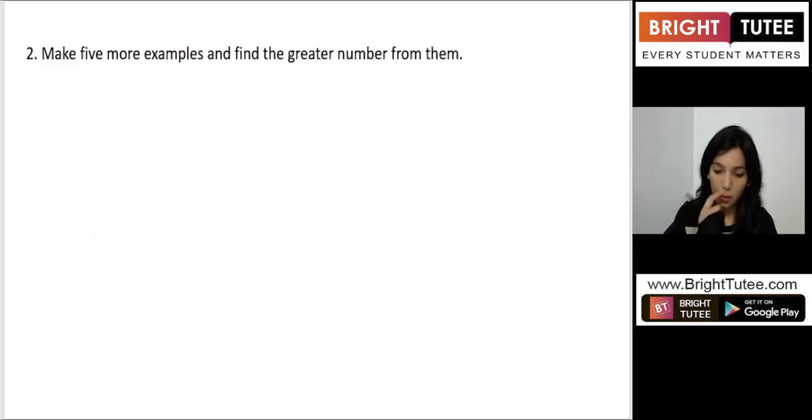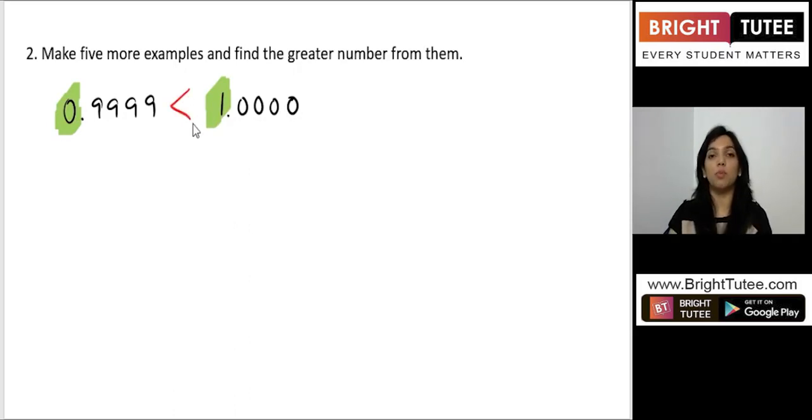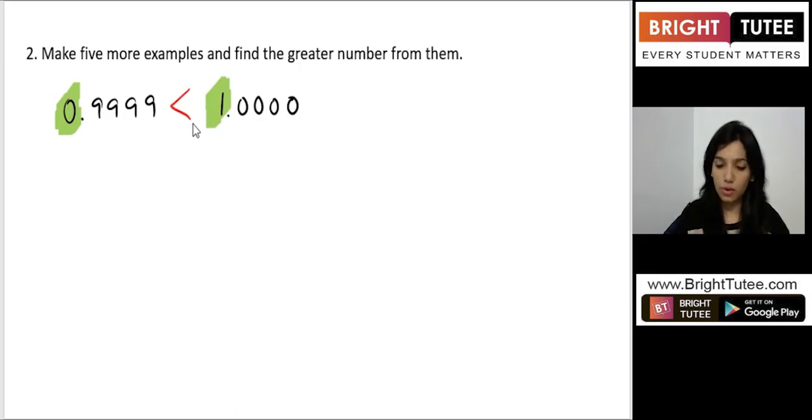Okay. Now, let us do this question. It says to make 5 more examples and find the greater number from them. So, let us write some numbers, say 0.9999, okay, and we are comparing it with, let's say, 1.0000. So, now which number do you think is bigger? Clearly, starting with the whole numbers. In the first one, the whole number is a 0 and here the whole number is a 1. So, which number is bigger? This one is bigger than 0.9999.